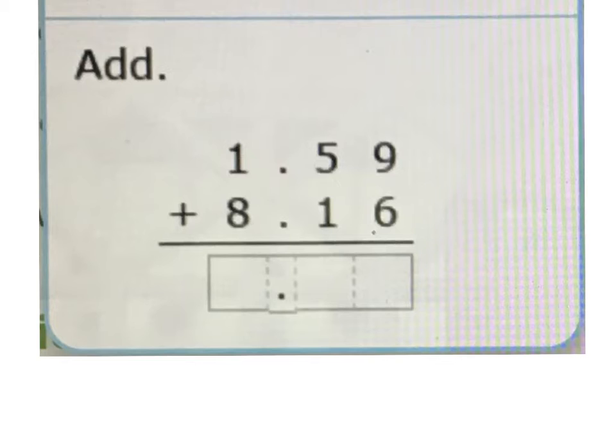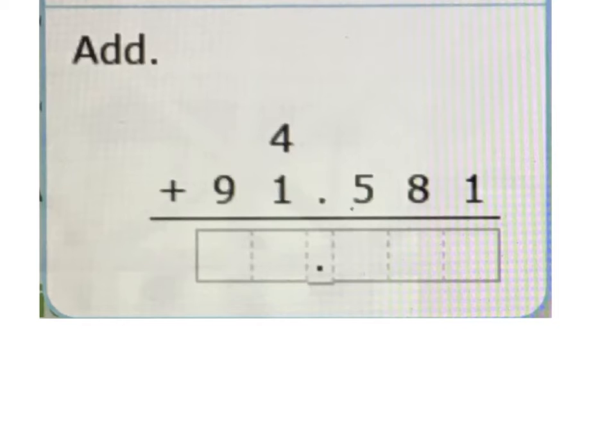So it wants us to add 9 plus 6, we have 15. 5 down, 1 up. 1 plus 5 is 6, plus 1 is 7. Decimal. 1 plus 8 is 9. Simple as that. Now I love this example because your first instinct might be, Miss Cooper, there's no decimal on whole number 4.